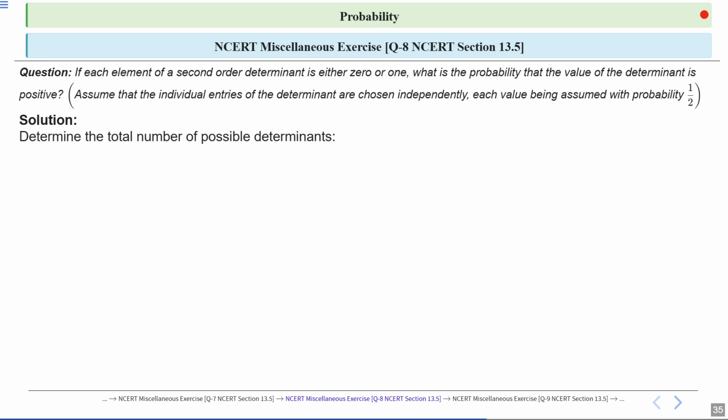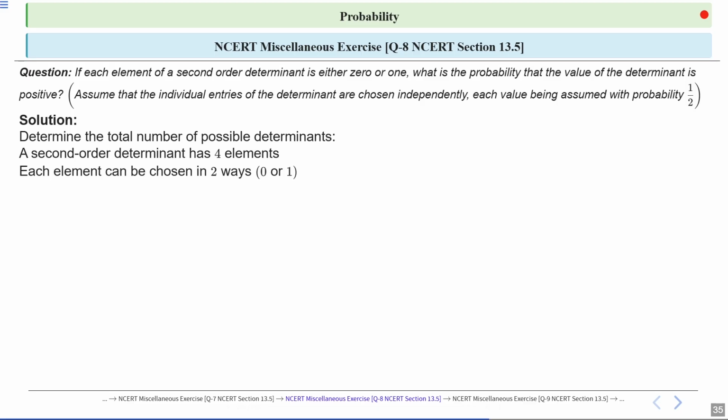So we have to determine the total number of possible determinants. A second order determinant has 4 elements. Each element can be chosen in two ways, 0 or 1, which gives two choices for each element. So the total number of determinants is 2 to the power 4, equals 16. This means there are 16 different determinants.